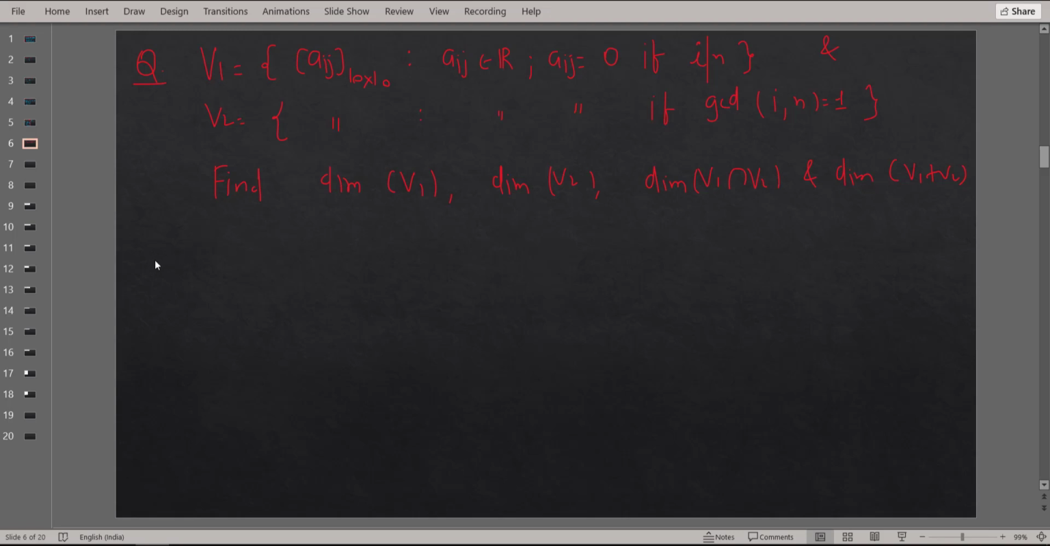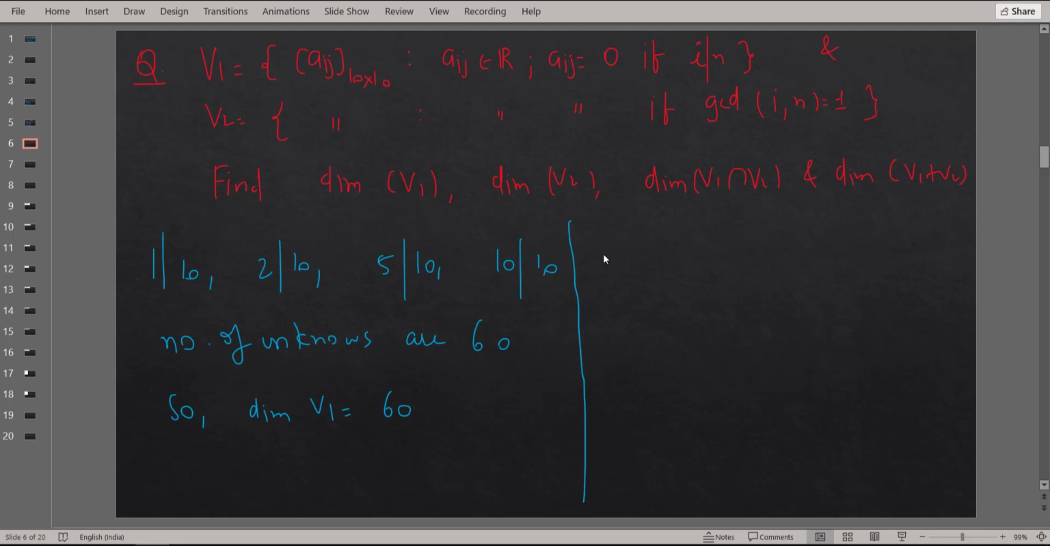We know that 1 divides 10, 2 divides 10, 5 divides 10 and 10 divides 10. So the first row, second row, fifth row and 10th row will become 0. So there are only 6 rows which are non-zero. So the number of unknowns is 60. So the dimension of V1 is 60.